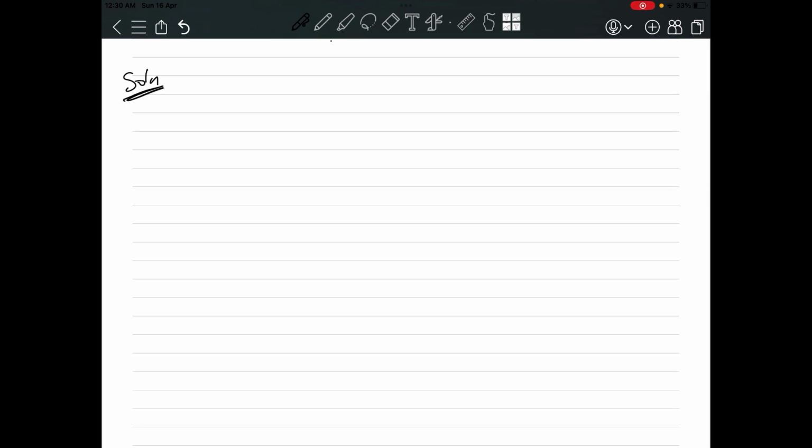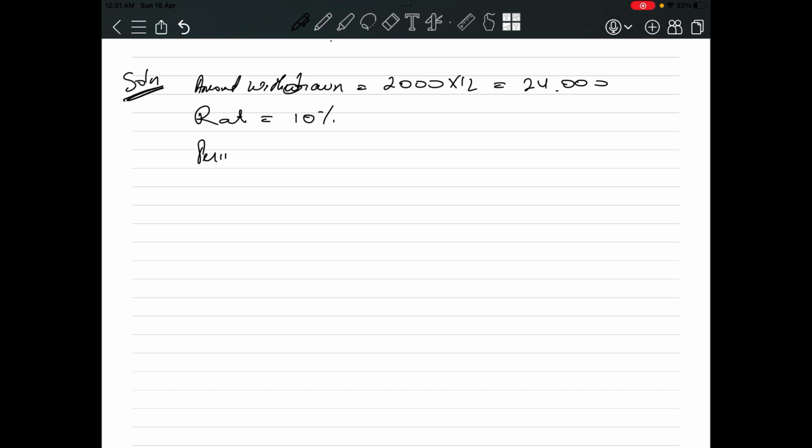Now I have the amount. What is the total amount withdrawn? I have withdrawn 2000 every month, for 12 months. So the total amount withdrawn is 24,000. What is the rate? The rate is 10%. Now I need the period. So for this I will calculate the average period.